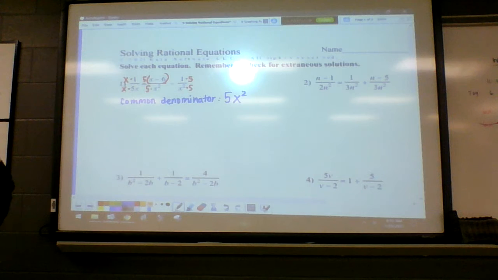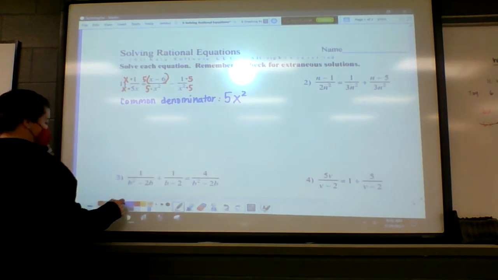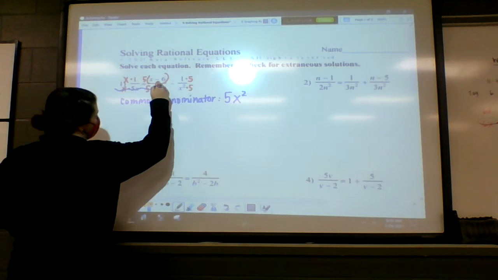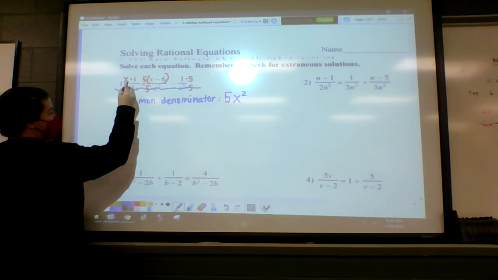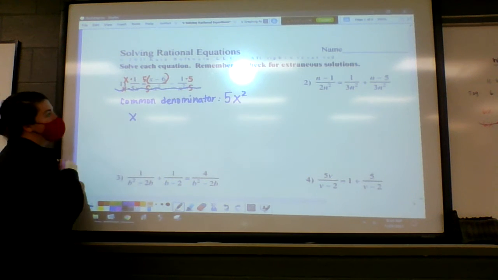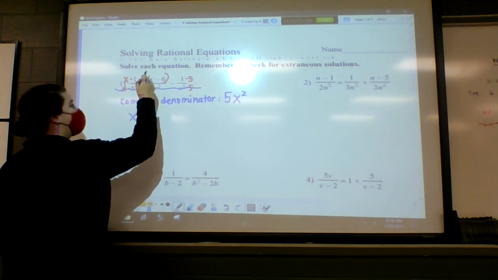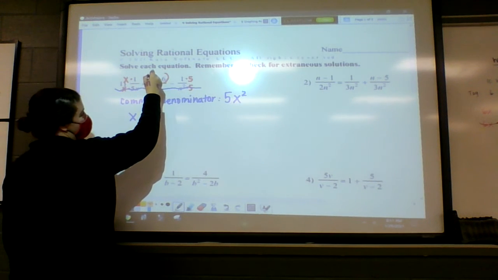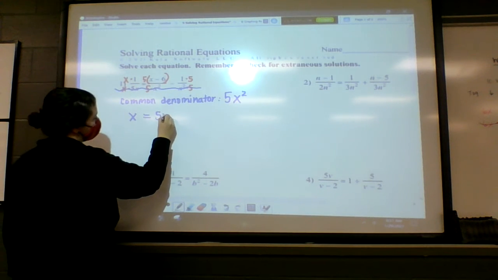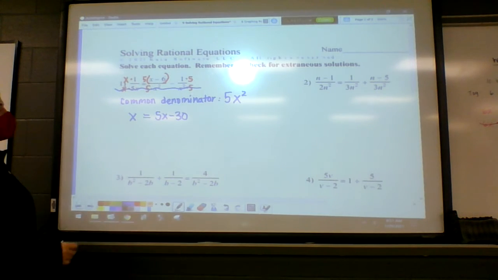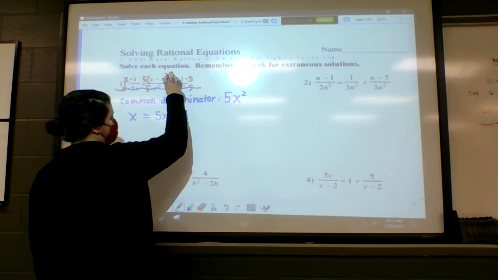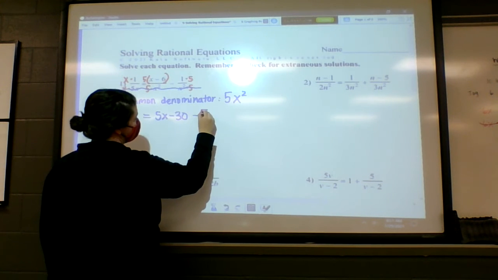Once all the denominators are the same, what can we do with them? We can cancel them all out because you're dividing by the exact same thing. So see you later, denominators. You're left with what's in the numerator. So 1 times x is just x. It's going to equal 5 times x minus 6, so we distribute: 5x minus 30. And then this is a subtraction, so minus 1 times 5, which is 5.